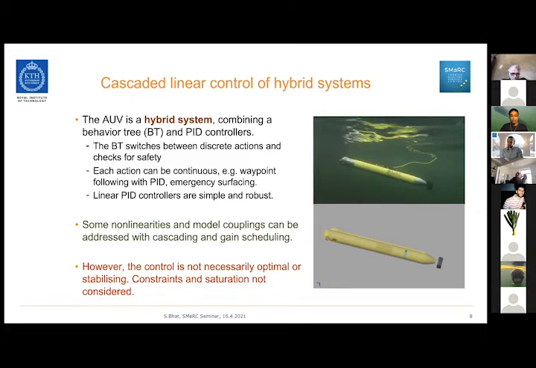Another thing that we can do with these linear systems is gain scheduling. So if you have a relatively complex system, you can split it up into smaller, simpler systems and keep updating the parameters of the simpler controllers so that you can get it to run in a more nonlinear environment. However, doing both of these is not always optimal or stabilizing.